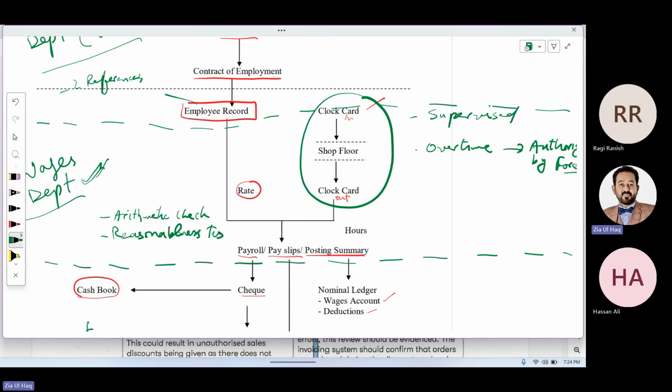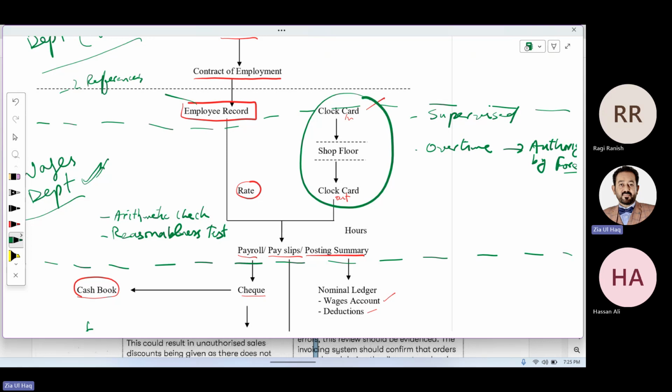Reasonableness test. What is this? You need to compare current payroll with the budgeted payroll. What is budget? Future plan. You need to compare current payroll with budgeted payroll or previous payroll to identify any differences. Maybe your current payroll is showing wages of 1,000, while your budget for this month is 900. This means you have 100 more than budget. There is a variance of 100.